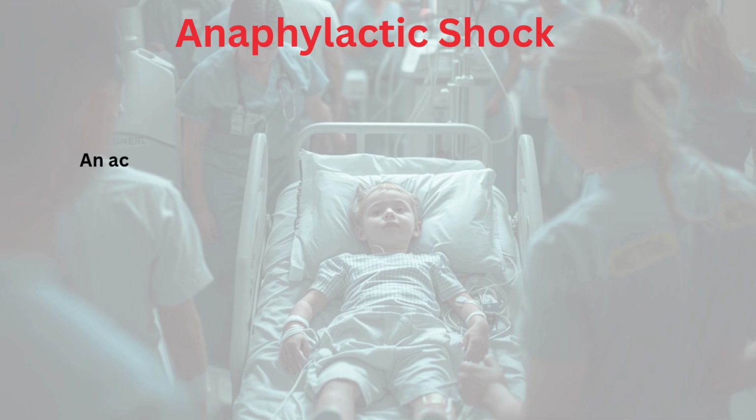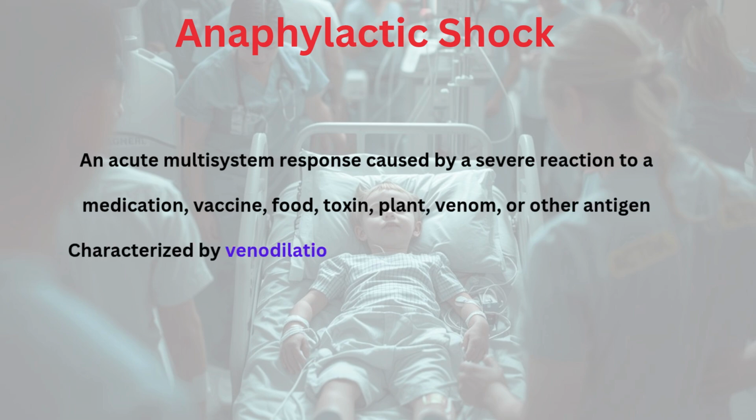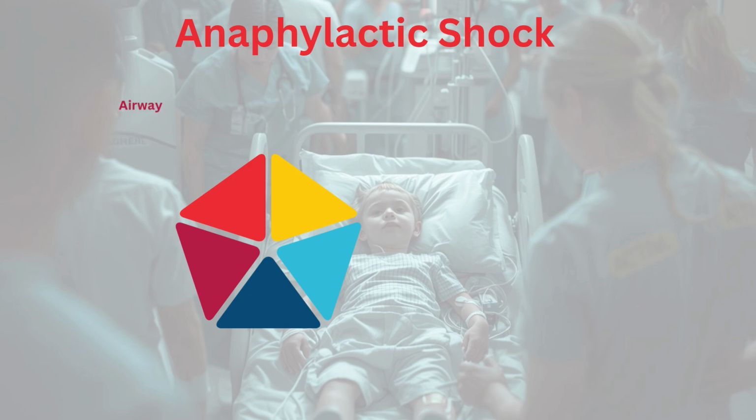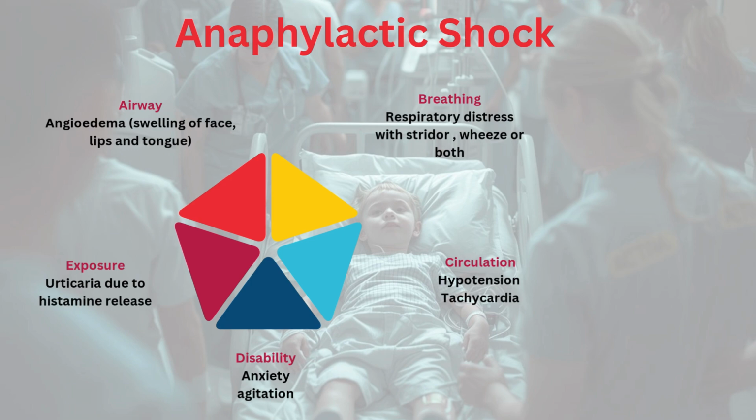Next is anaphylactic shock. It is an acute, multi-system response to an antigen like a medication, food, or venom. It is characterized by severe venodilation, arterial vasodilation, and massive capillary permeability occurring within seconds to minutes of exposure. Under airway and breathing, you will often see angioedema, swelling of the face, lips, and tongue, along with respiratory distress, stridor, or wheezing. Exposure will typically reveal urticaria or hives.